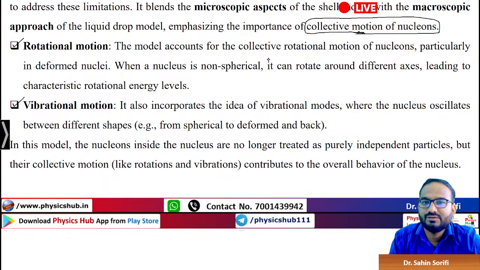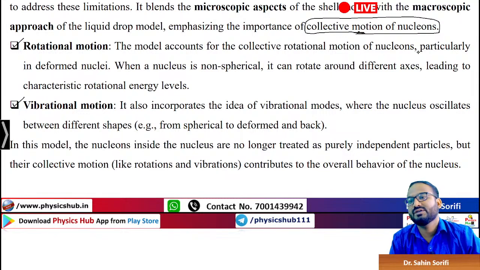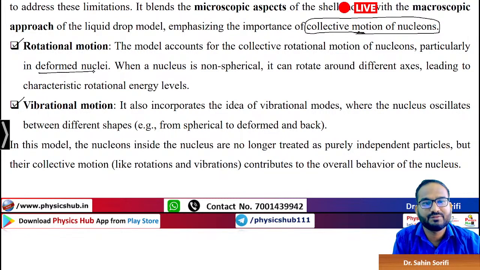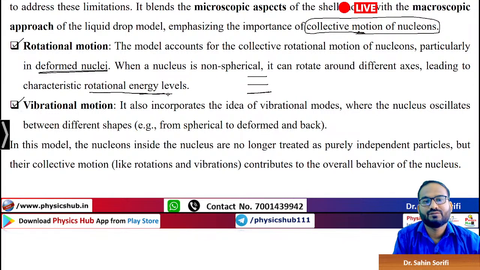This model accounts for the collective rotational motion of the nucleons, particularly in deformed nuclei. When a nucleus is non-spherical, it can rotate around different axes, leading to characteristic rotational energy levels. We'll talk about these rotational energy levels in nuclei. This kind of rotational energy levels will be created for the nucleus.